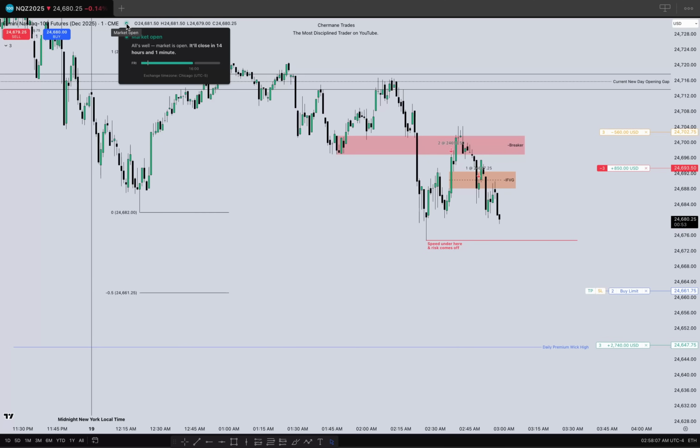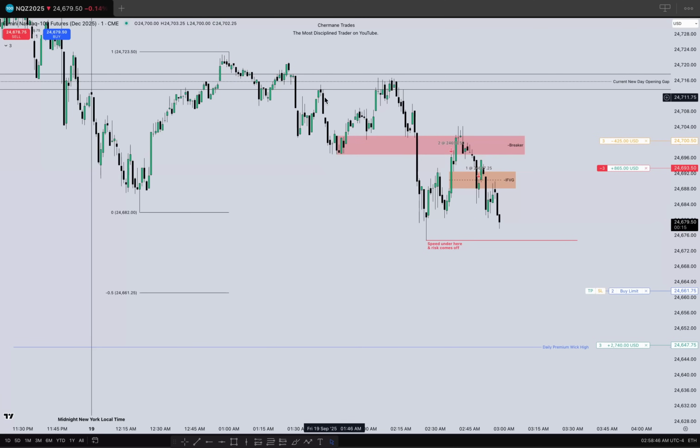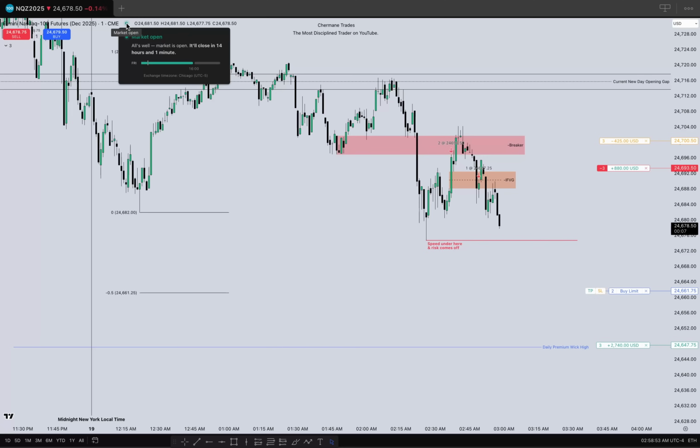And then right there, that's the relative equal lows taken out. Now I want to see us expand through that, kind of like a hot knife through butter. Trailing my stop to above the mean threshold of the breaker. Very specific stop loss trailing. It's not just random.